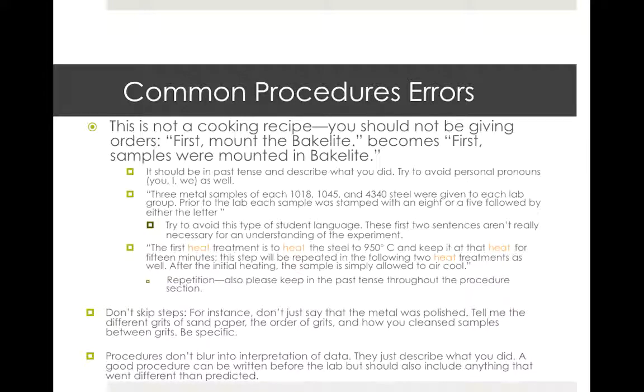Obviously, don't skip steps. For instance, don't just say that the metal was polished. Tell me the different grits of sandpaper, the order of the grits, and how you cleanse samples between grits. Be really specific. I'm not going to be able to replicate this experiment unless you give me all the nitty-gritty details. Procedures also need to make sure that they don't blur into interpretation of data. They just describe what you did.